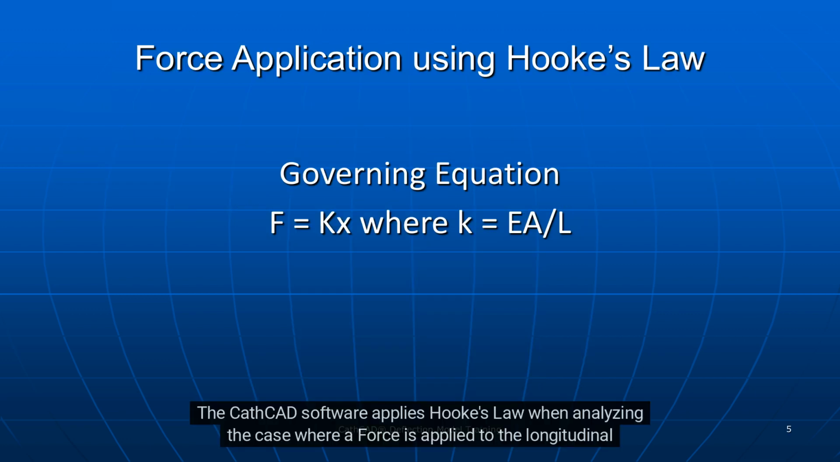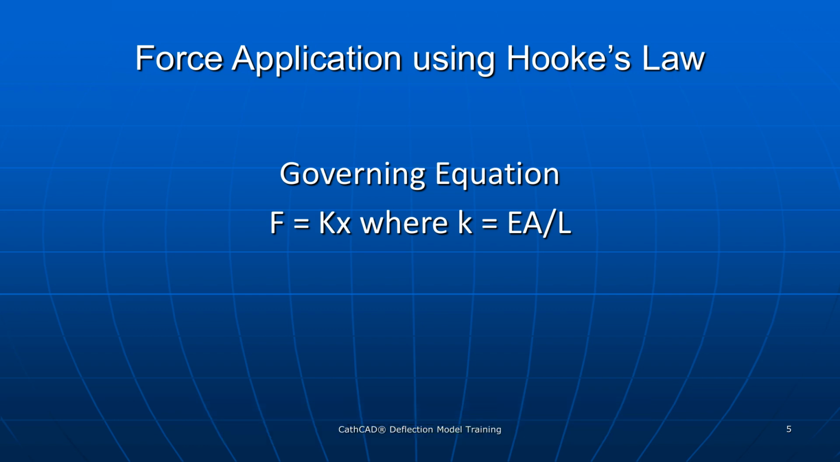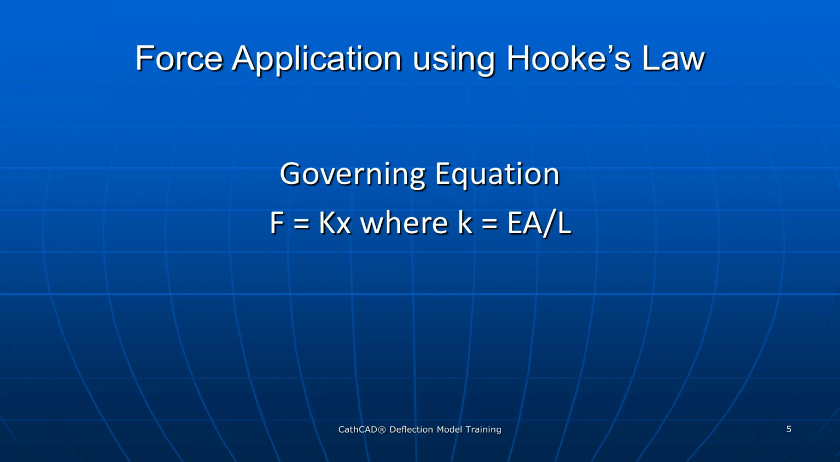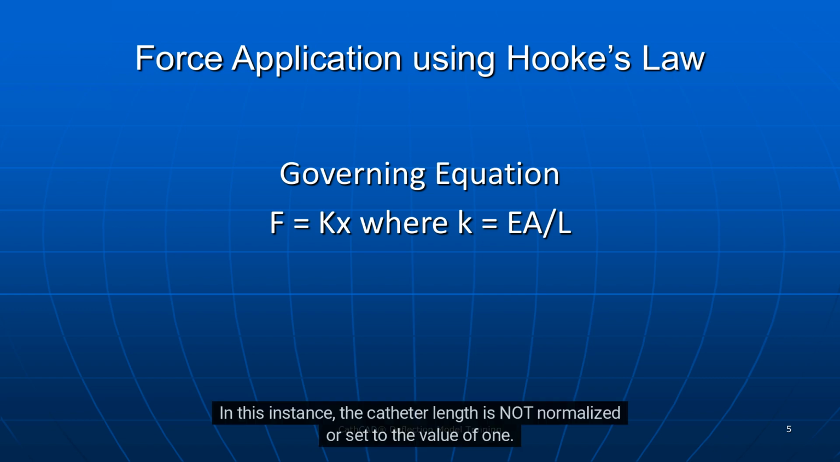The CathCAD software applies Hooke's law when analyzing the case where a force is applied to the longitudinal axis of a catheter. The governing equation for this situation is provided on the screen, where the following variables are defined. K is a spring constant. E is defined as the modulus of elasticity. A is the cross-sectional area of the catheter. L is the length of the catheter. In this instance, the catheter length is not normalized or set to the value of 1.